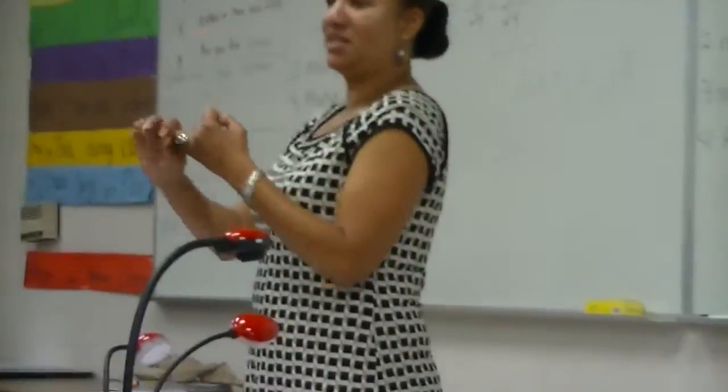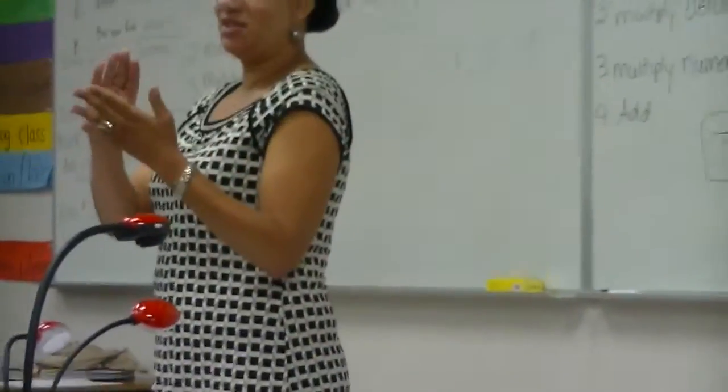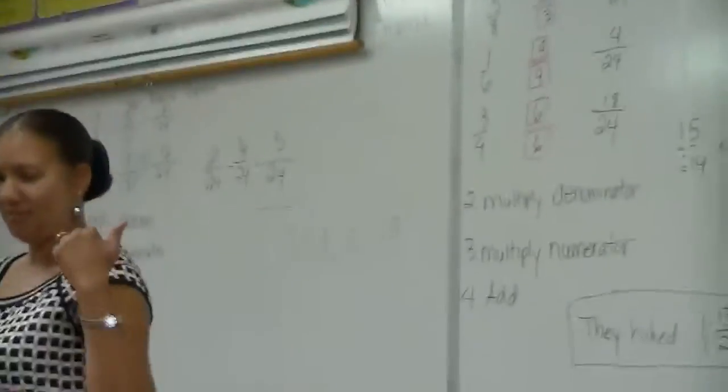Multiply the denominator. Step 3. Evan? Multiply the numerator. Step 4. Angel? If you're adding, then you have to add. If you're subtracting, you subtract.